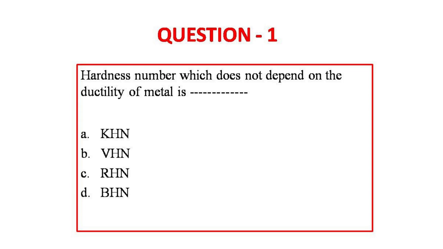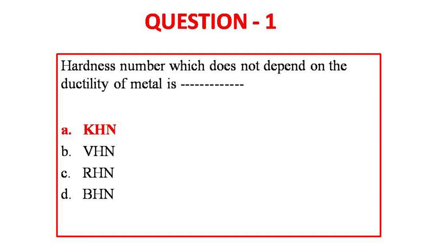Moving on to question number 1. Hardness number which does not depend on the ductility of metal is KHN, VHN, RHN, BHN. The answer to this question is option A, KHN.